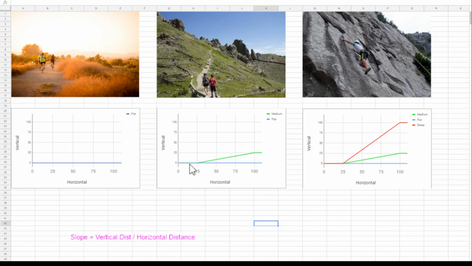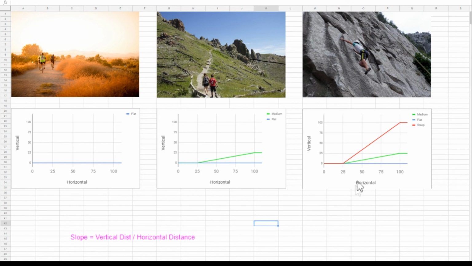And you can see that. Here, we have a very large vertical distance for a given horizontal distance. Okay. Here, we have less, so the slope is less. Here we have 0. If I put 0 in here for vertical distance, it doesn't matter what I put in for horizontal distance. The slope is 0. So that's what the definition of slope is.